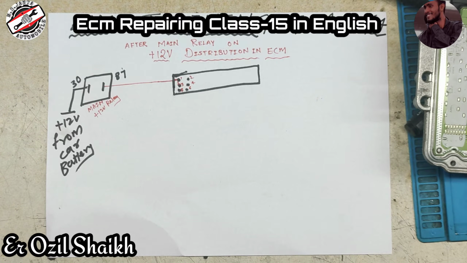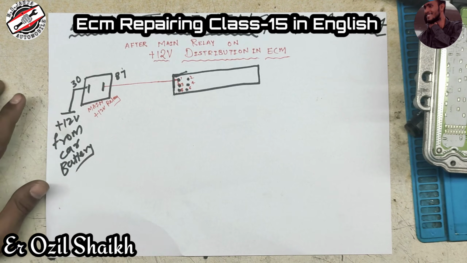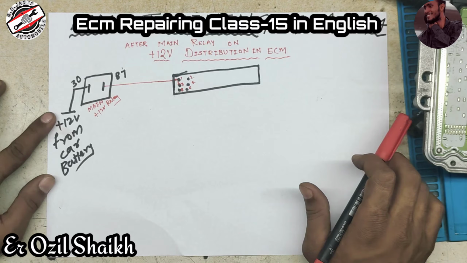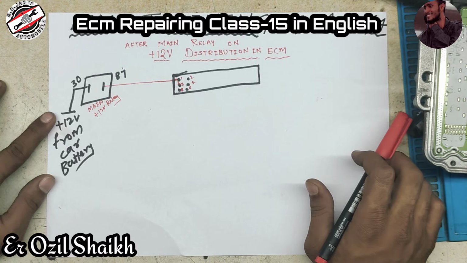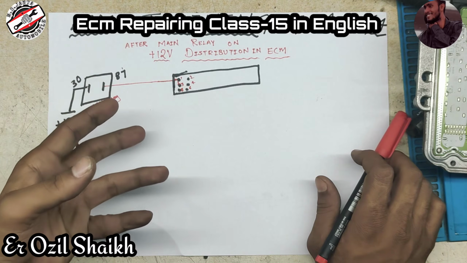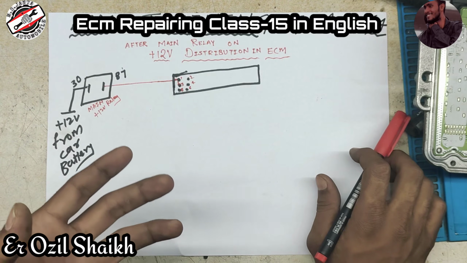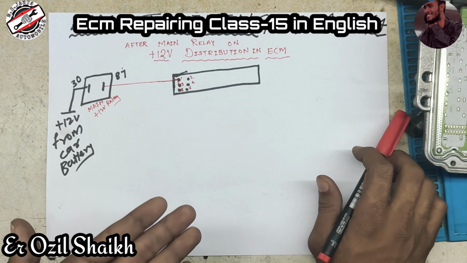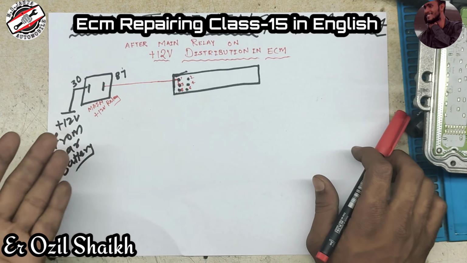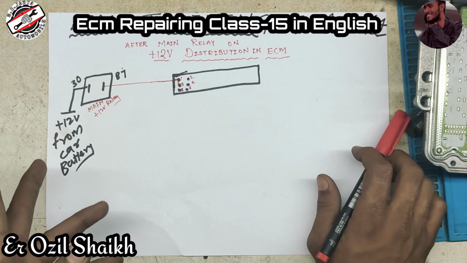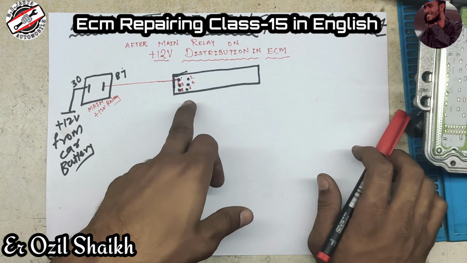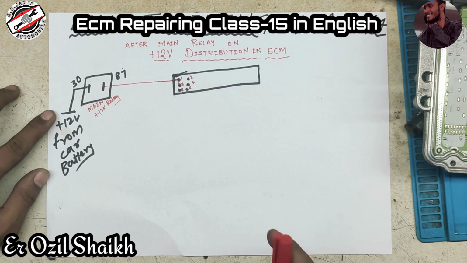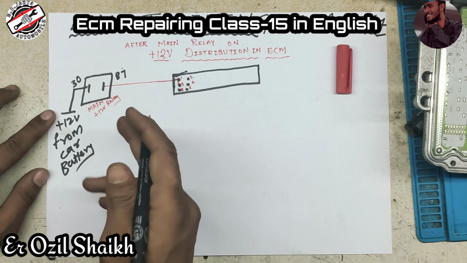The main relay outputs 12 volts when it gets ground from the ECM, and this 12 volts goes to ECM pin number 1 or 3. So when ECM pins 1 and 3 get 12 volts, how the 12 volts travel inside the board, we will discuss step by step.